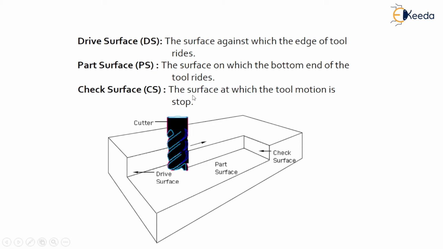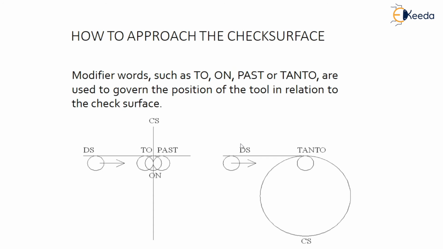Then the check surface, CS, is the surface at which the tool motion is stopped. So tool motion will stop at this location. So this is the check surface. Okay, so how to approach the check surface? The modifier words such as TO, ON, PAST, or TANTO are used to govern the position of the tool in relation to the check surface.